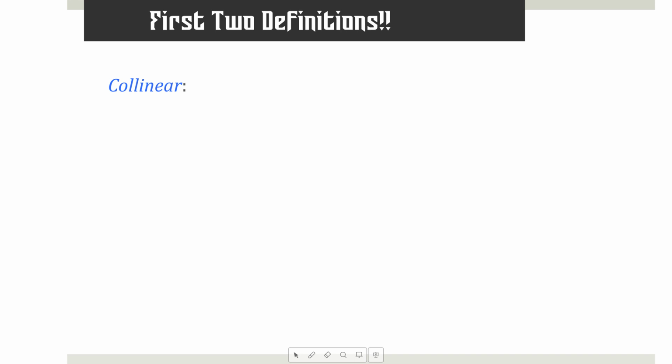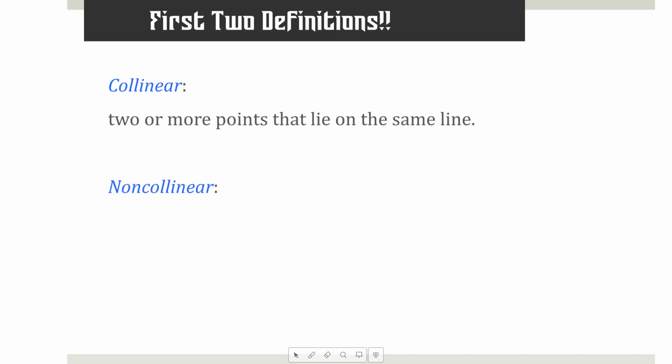Collinear doesn't necessarily deal with lines as much as it deals with points. So if you think about points being collinear, what does that mean? They're on the same line. Yeah, 2 or more points on the same line. Okay, let's extend this a little bit. If that's collinear, what does non-collinear mean? They're not on the same line. It negates it.